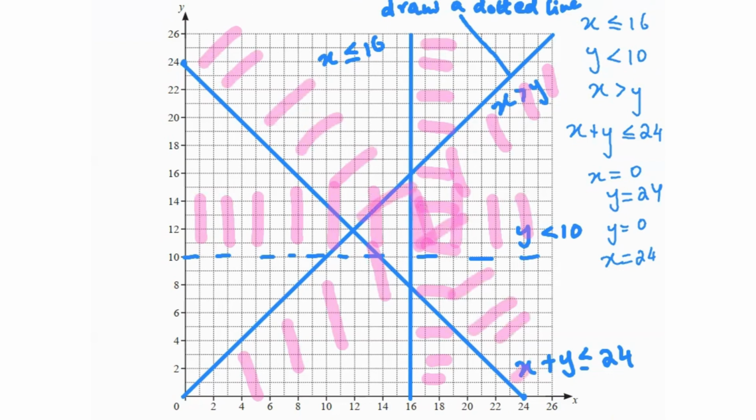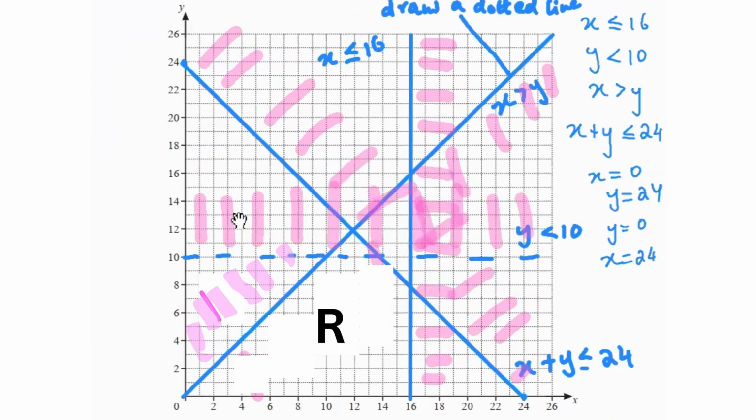So our unshaded region is this. This is region R. Because over here, your y is less than 10. Over here, x is less than 16. Over here, x is greater than y. And x plus y is less than equal to 24 over here as well. Yeah. This is region R.